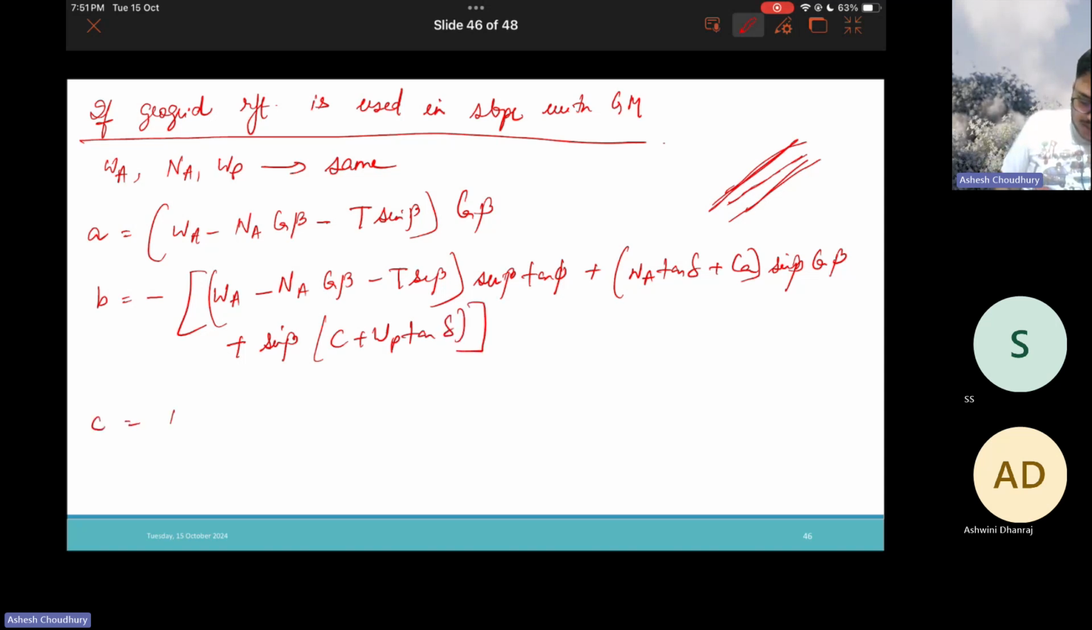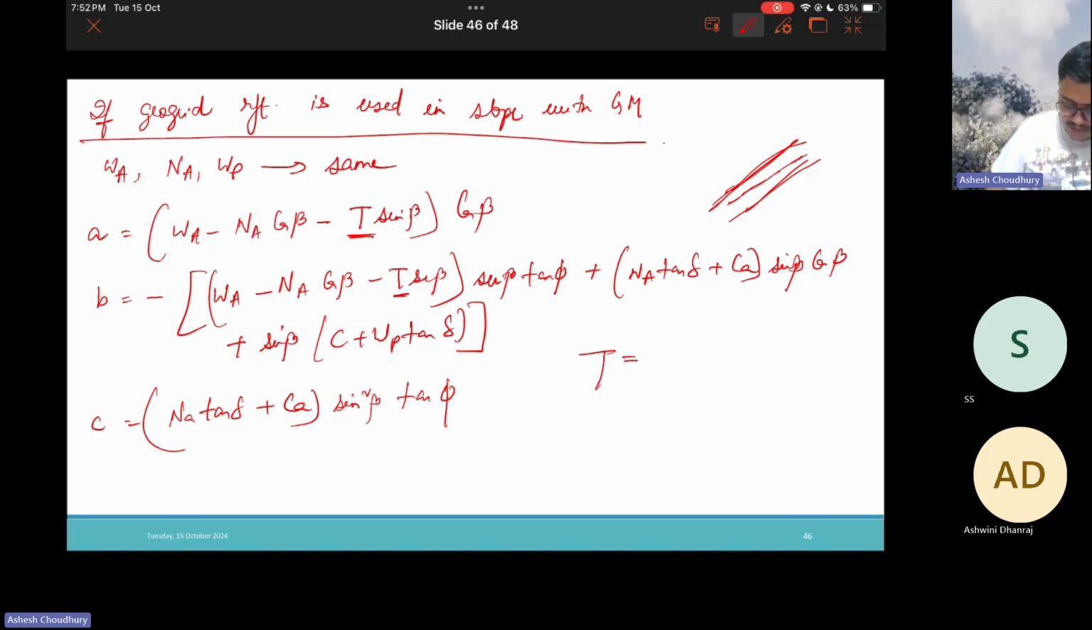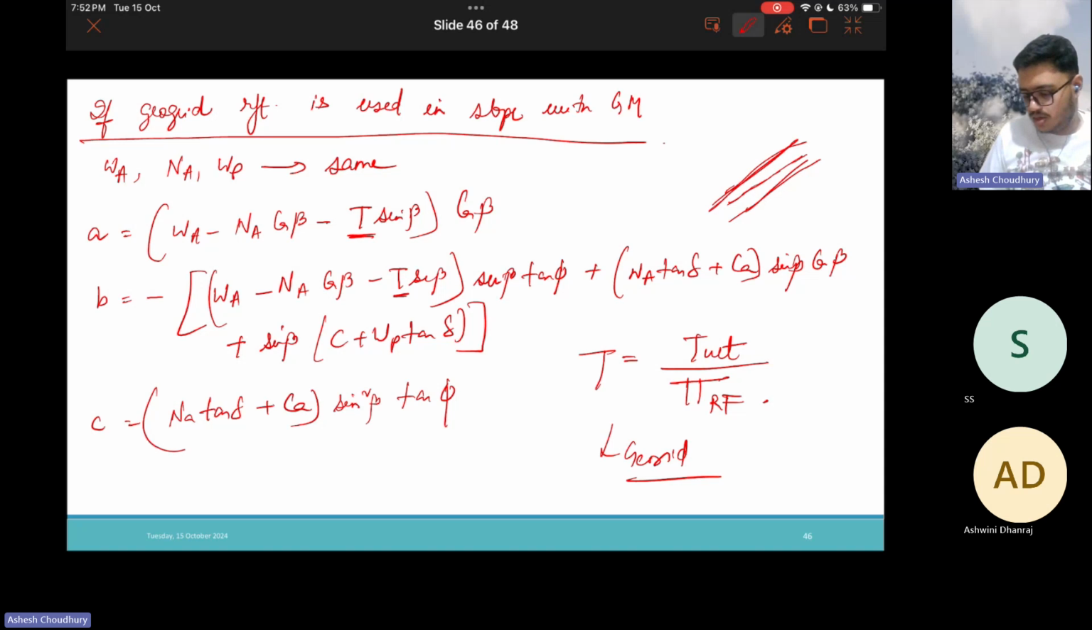C is, again I am saying, please verify the expressions from the book. Okay, don't trust these expressions blindly, whatever I am writing. Verify all the expressions from the textbook. And what is T? T is T ultimate divided by the cumulative reduction factor for the geogrid. You already know what the cumulative reduction factor is and all those things, right?